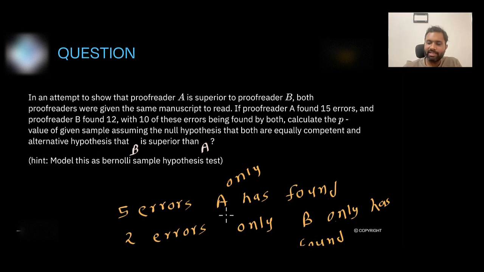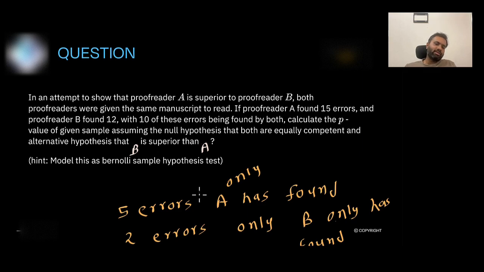So the probability distribution of the Bernoulli random variable with respect to coin tosses is actually getting translated to this particular scenario. Because your null hypothesis is both are equally competitive, half the times A is finding the error, and half the times B is finding the error.